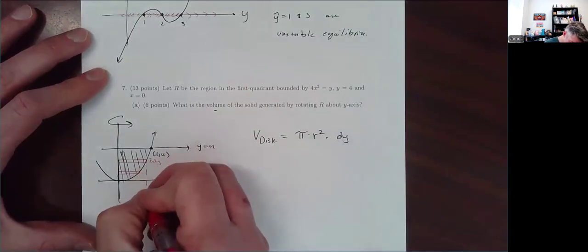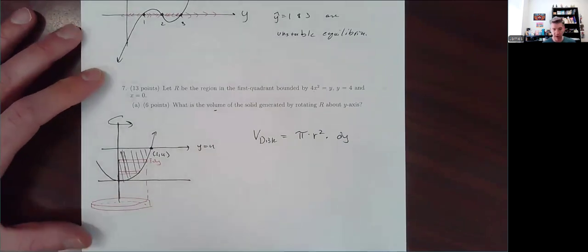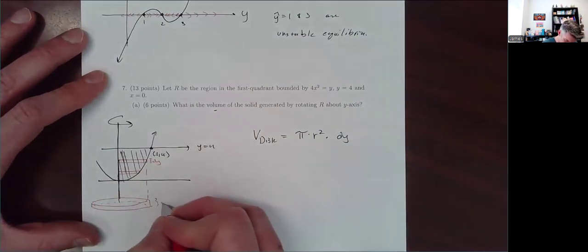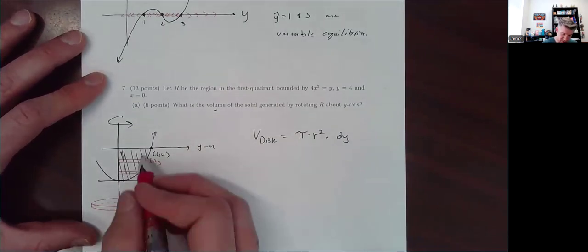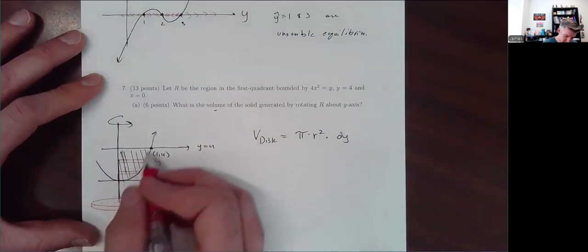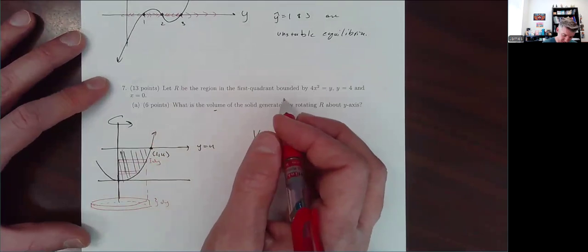If I actually draw this disk around here, not that you need to do this, but I'm just trying to help you see what's happening here, right? That's our disk there. The volume is the height, which is dy, times the area of the circle, which is pi r squared. That radius depends on where I draw the strip. So that radius is this right function here. But it's not y equals 4x squared. We have to solve for x in terms of y.